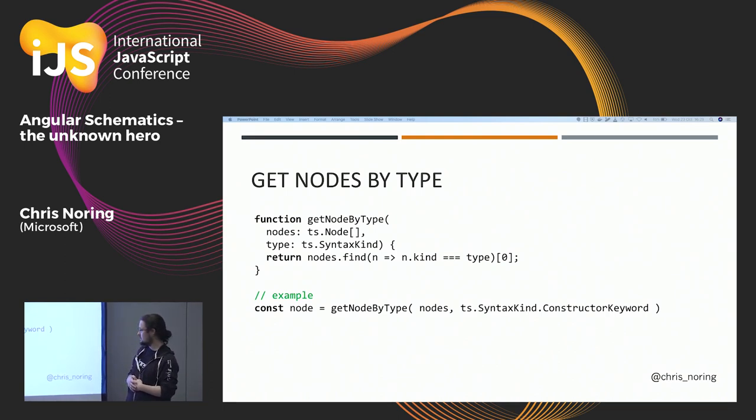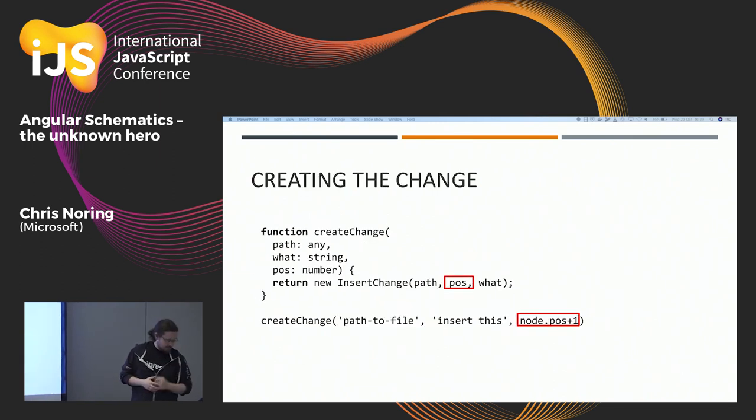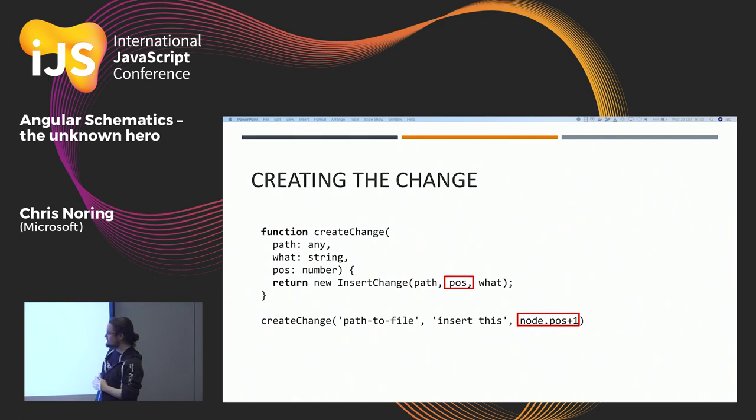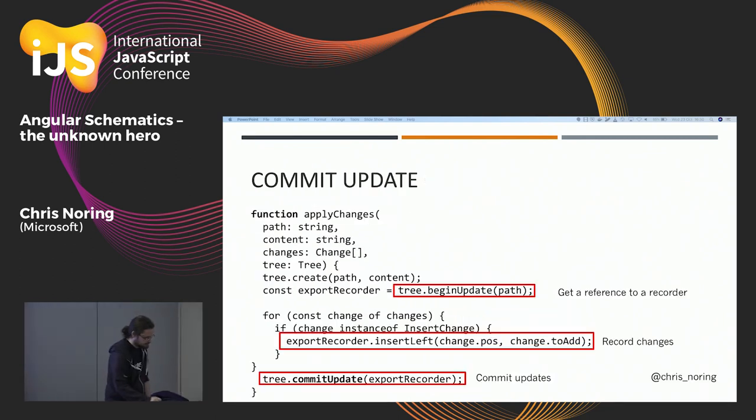Once you have all the nodes of a simple type, you might be in a better position to find that position that you care about. And then what? Well, I have authored this create change function, insert change, but there are definitely other types of changes, update changes, delete changes, and so on. So define some type of change, the file path, the position that you want to do the change, and with what, right? And yeah, it's as simple as calling it this, but the hard part here is to find this perfect position. Write unit tests. It's going to be a good one.